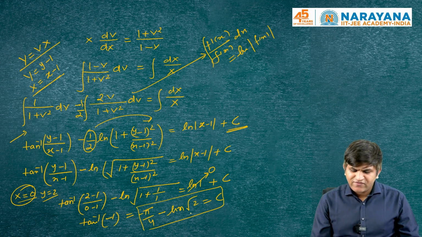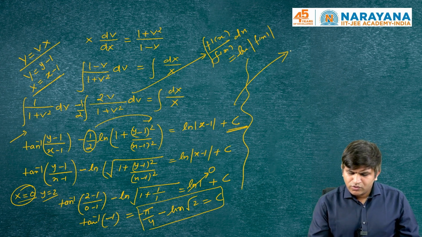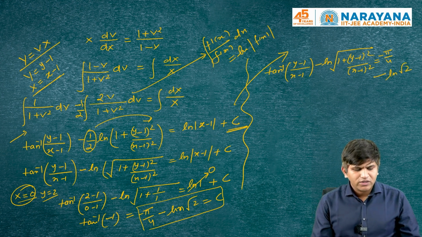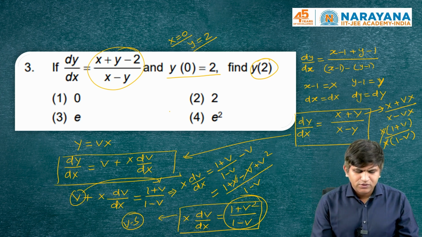Okay, so now c value we got this. Now we are utilizing this space, so we can put this back. So tan inverse of (y minus 1) by (x minus 1) minus ln of root under 1 plus (y minus 1) whole square by (x minus 1) whole square is equal to c value we are getting, minus pi by 4 minus ln root 2. Okay, now what are they asking? They are asking the value of y at 2. So we can use these options.